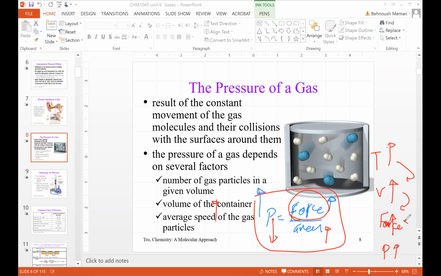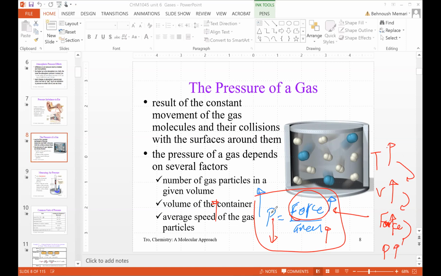You see how it's related? Temperature increase is going to increase the velocity or speed of the gas molecules. If the speed is higher, then from this formula, force is going to be increased. And if the force is increased, pressure is going to be increased.